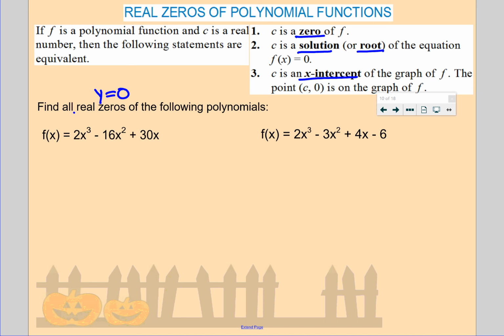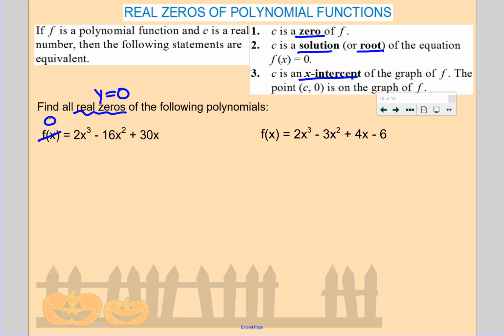For right now, we're just going to find real zeros. By the end of the chapter, we will also be finding imaginary zeros. Right now, only real answers are what we're concerned about. And for right now, the only way that we're going to find those is by factoring. So this is just a little end here today, review of factoring. First thing you look for when you are factoring any problem is there a GCF, a greatest common factor? So I've got my first problem here, f of x equals 2x to the third minus 16x squared plus 30x. Do I have any greatest common factors?